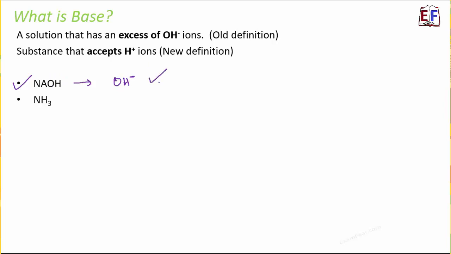We also see that NaOH takes H+ ions to form H2O. So it also accepts H+ ions. How do we know that? When NaOH reacts with HCl, hydrochloric acid, what happens? Hydrochloric acid releases H+ ions, and the OH accepts H+ ions and forms NaCl plus H2O. So basically it accepts the hydrogen ions to form water. That means the new definition is also true.